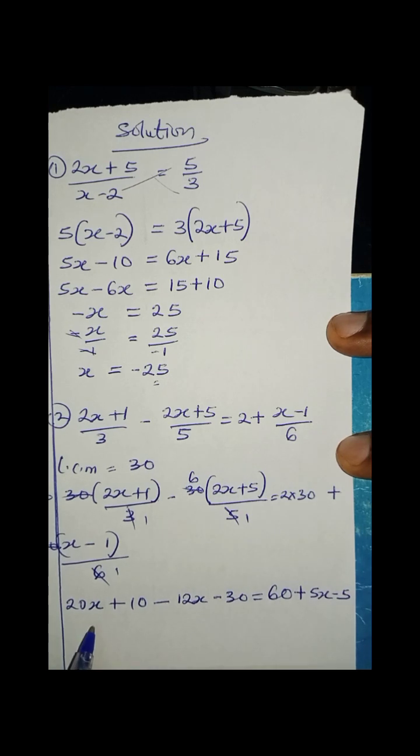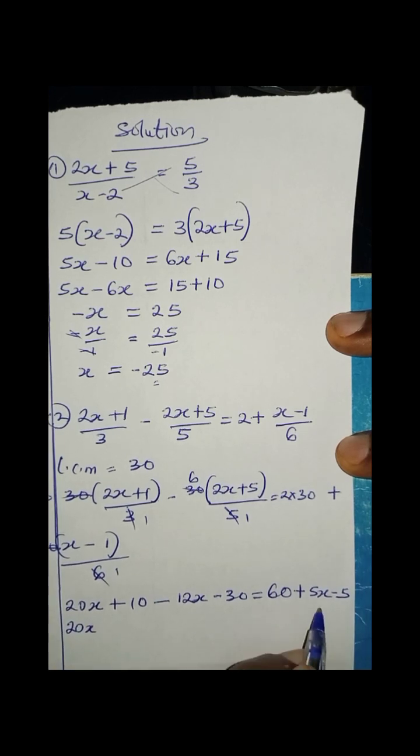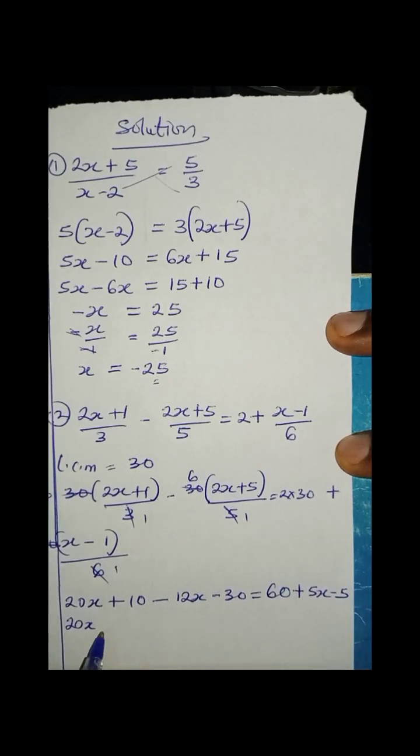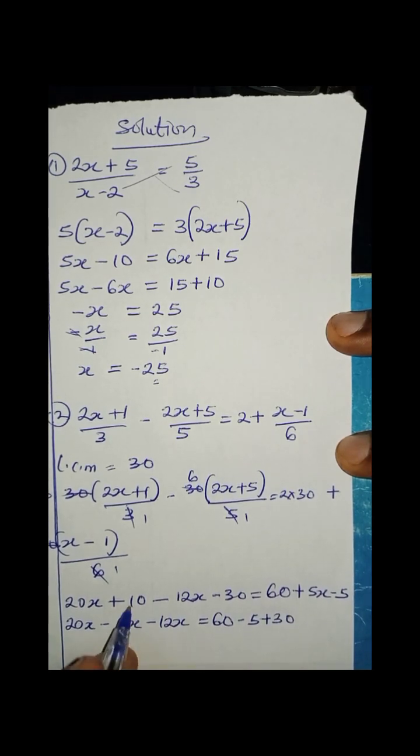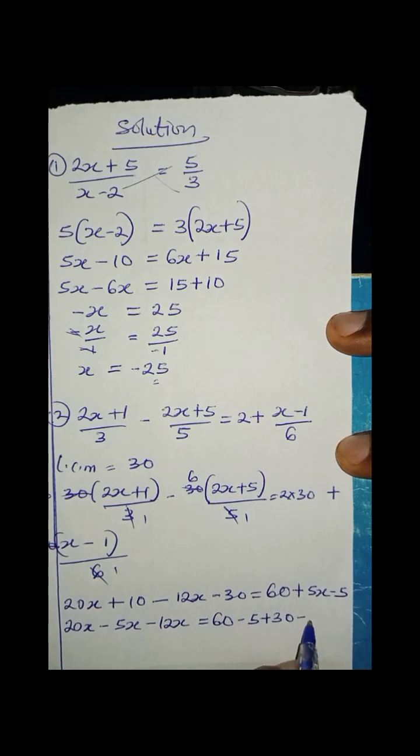Alright, the next thing we do is to collect like terms, and in doing that, we'll bring down our 20x plus 5x crosses to this side becomes minus 5x. We already have minus 12x, so we'll bring it down, and that's equal to 60 minus 5, minus 30 crosses to becomes plus 30, then plus 10 crosses over to this side becomes minus 10.